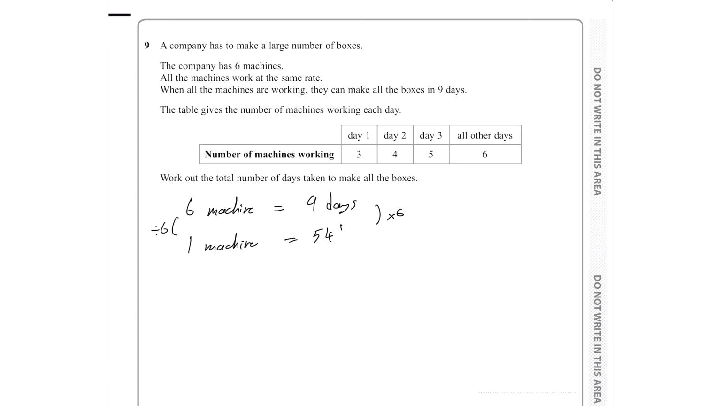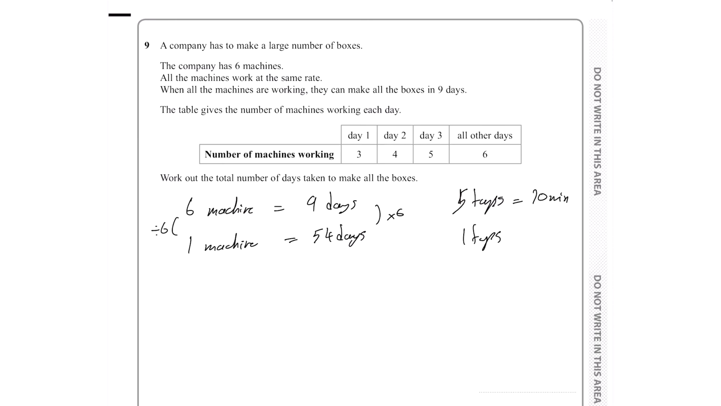Because if you think about it, if 6 machines are taking 9 days, you can almost think of it as taps of water. If 5 taps are filling a bucket and they take 10 minutes, how long is one tap going to take?